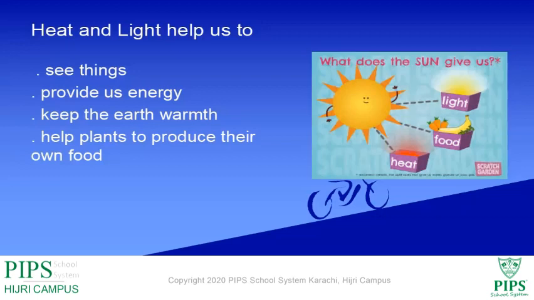Okay, so heat and light are very important things in our life, because if we have to see some things, we need light also. We can't see things in the dark. They also provide us energy. How do they provide us energy? Because they help plants to produce their own food. When we eat fruits and vegetables, we have energy. The sun also gives us vitamins, and vitamins are also important for us.